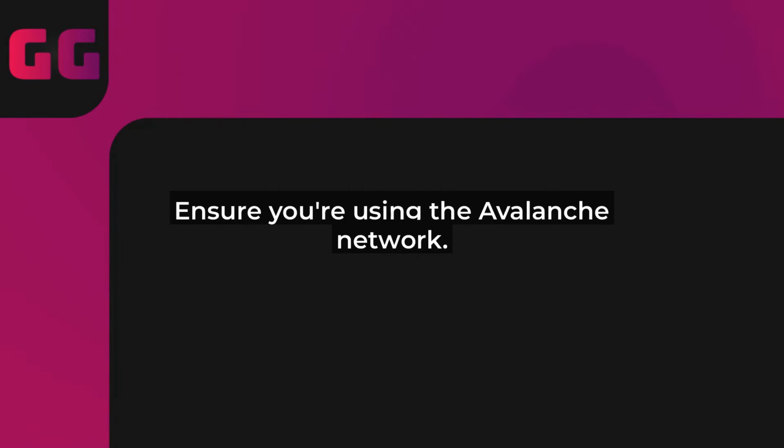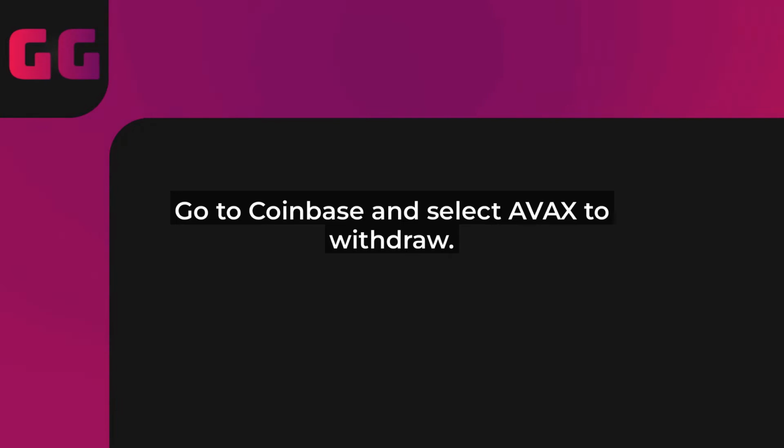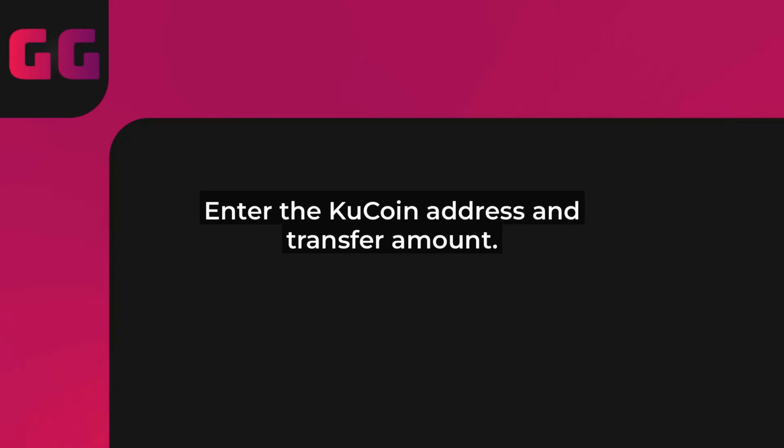Now, switch to Coinbase. Go to your dashboard, select your AVAX balance, and click on the Withdraw or Send option. You'll be prompted to enter the recipient's address. That's the one you just copied from KuCoin. Next, input the amount you want to transfer. Remember to leave enough for any network fees, which can vary based on congestion.